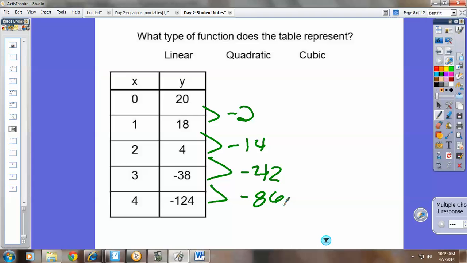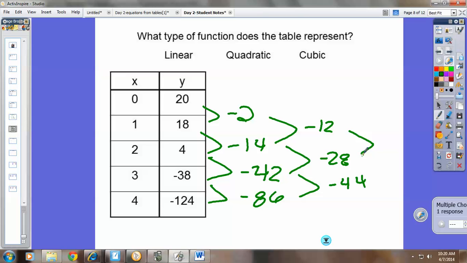First difference is not the same. Look at your second difference. -14 minus -2, -12. -42 minus -14, -28. -86 minus -42, -44. The second difference is also not the same, so we know it's not quadratic.